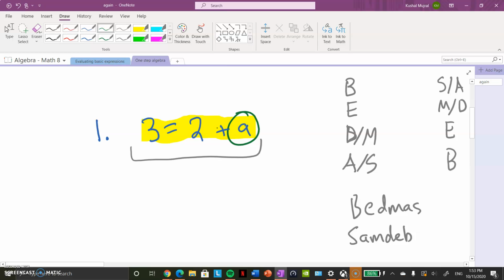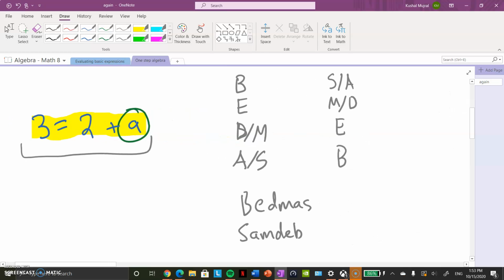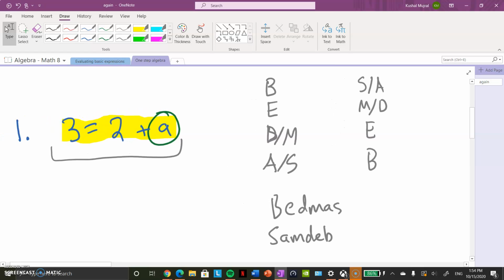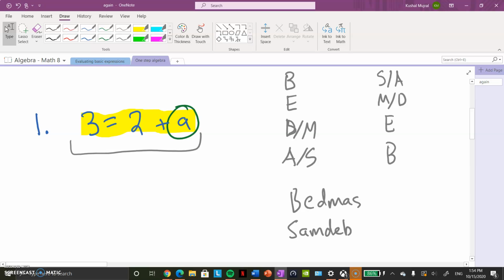So the first thing we're going to do is let's take a look at SADMEB. Okay, the first thing we need to do is either subtraction or addition. So what can I do to 2 plus a? For now, we're just looking at this side. What can I do to 2 plus a so I have a completely by itself? So what I would do is I could take away this 2, right? I only want a. So if I take away 2, we'll be left with only a.